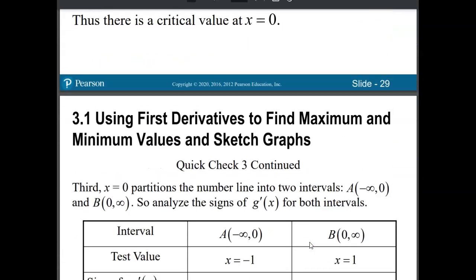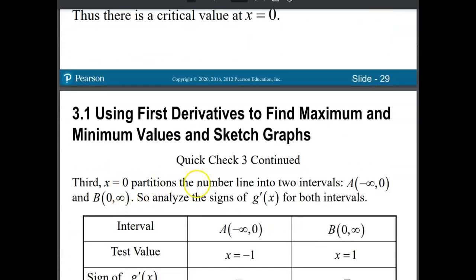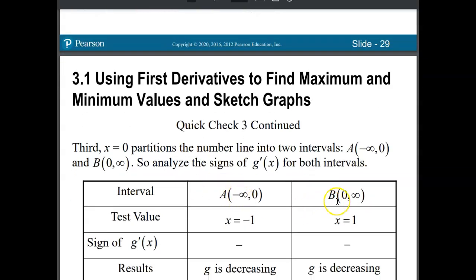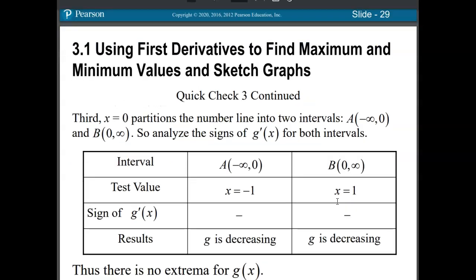All right, so the value 0 partitions the number line into two intervals, right? The left of 0 and the right of 0. So we're going to choose a test value out here. If you plug it into g prime, you'll get a negative. Means the function should be decreasing. On the other side of 0, on this interval, test point 1, plugging again into g prime gives us a negative result. So again, the function is decreasing.